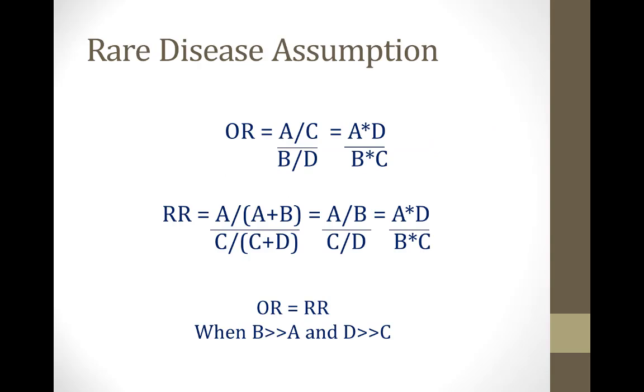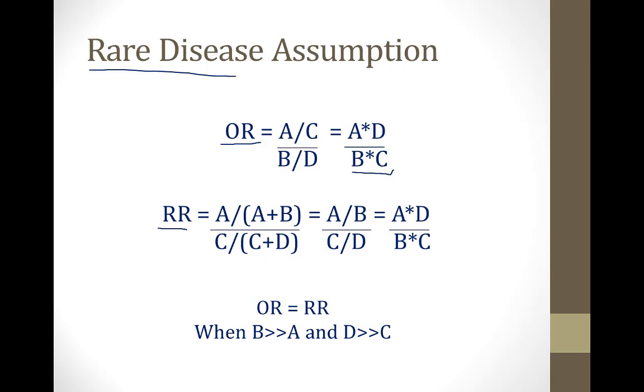Now, I just told you that you can't calculate a risk ratio from a case control study, but now I'm going to tell you that there is one exception to that rule, and that's in rare diseases. And this is something called the rare disease assumption. So let's look a little more carefully at the odds ratio and risk ratio equation. The equation for an odds ratio is A over C divided by B over D, which you can rearrange to be A times D over B times C, which I've written right up here. The equation for a risk ratio is A over A plus B and C over C plus D.